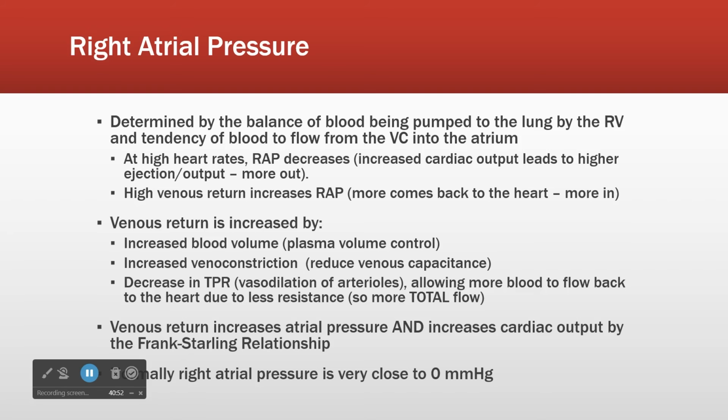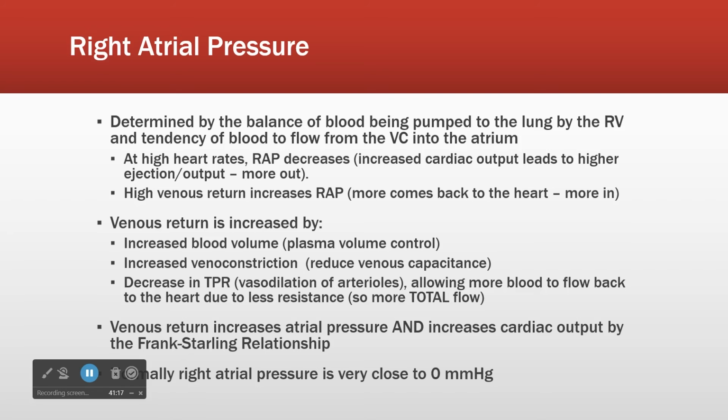Now, how do we increase venous return? Well, one way is to increase blood volume. The example I gave earlier: if I give you a liter of normal saline, I'm going to increase your venous return because I've increased your plasma volume, right? I'm going to send more blood back to the heart because I've effectively increased the volume of your blood. So that's one approach, changes in plasma volume.